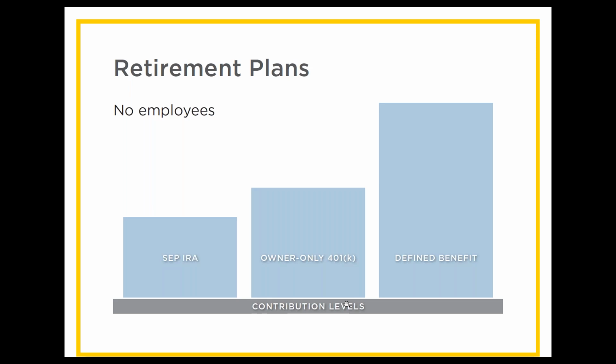The other option is an owner-only 401k, and it's going to allow higher contribution limits than a SEP, and it's going to allow for catch-up contributions if you're over 50.